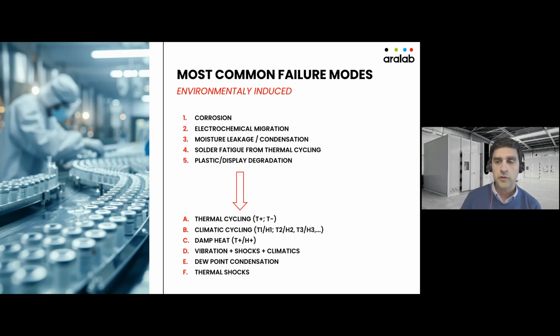So thermal shocks are a subset of climatic cycling, or thermal cycling, better said. So climatic shock is a sudden variation of temperature, but much faster than what I was describing before with the airplane example. Okay, so we're going to see in a minute. In a thermal shock chamber, we provide cycles. You can do 1,000, 10,000 cycles of hot, cold, where from one temperature to the other, it doesn't take minutes, but it takes seconds.